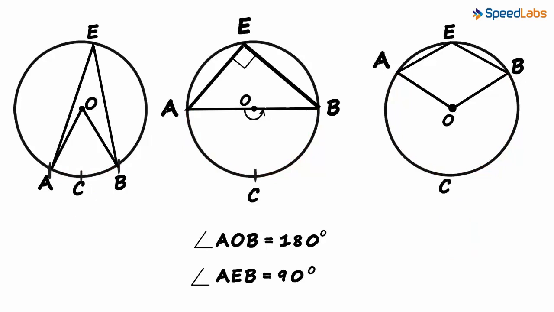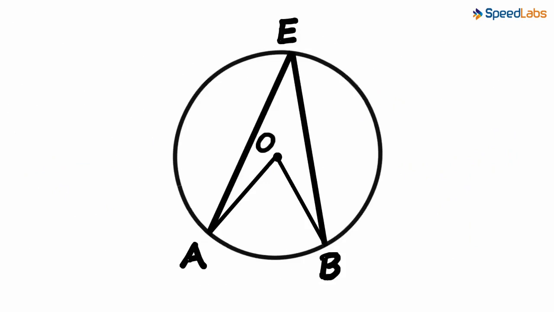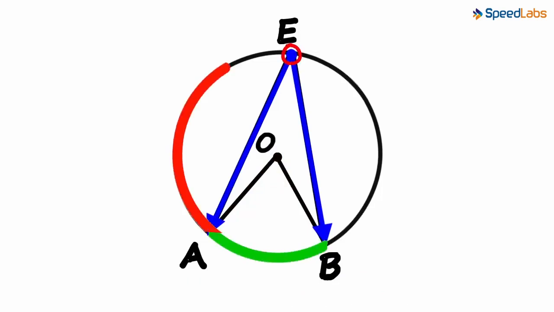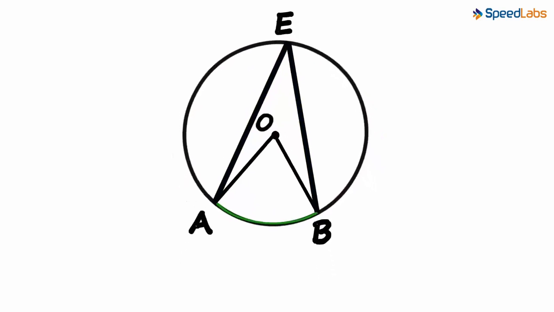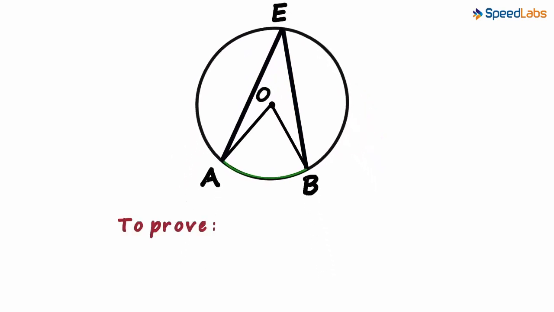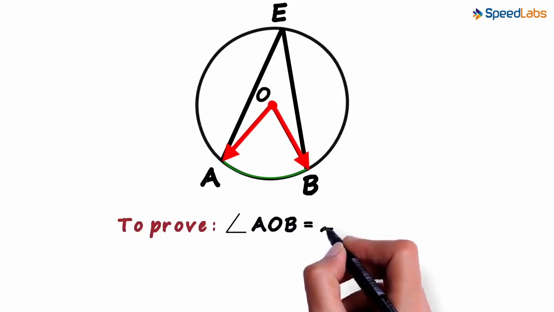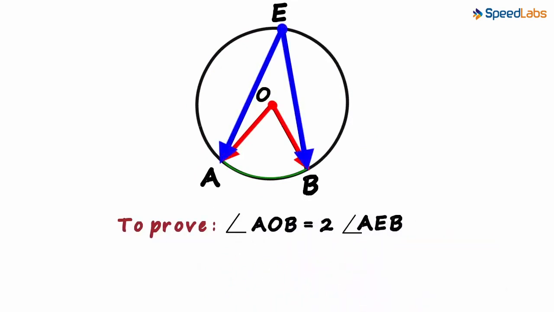For now, let us prove the result for the first case. This is the figure we have for the first case. We consider a minor arc, which is this green region. We are given that angle AOB is the angle subtended by this green arc at the center. And angle AEB is the angle subtended by the green arc at any point in the remaining portion of the circle. So we have to prove that measure of angle AOB is twice the measure of angle AEB.